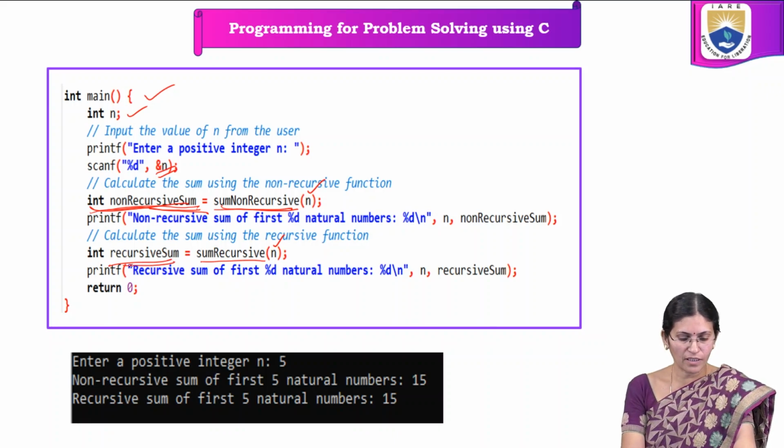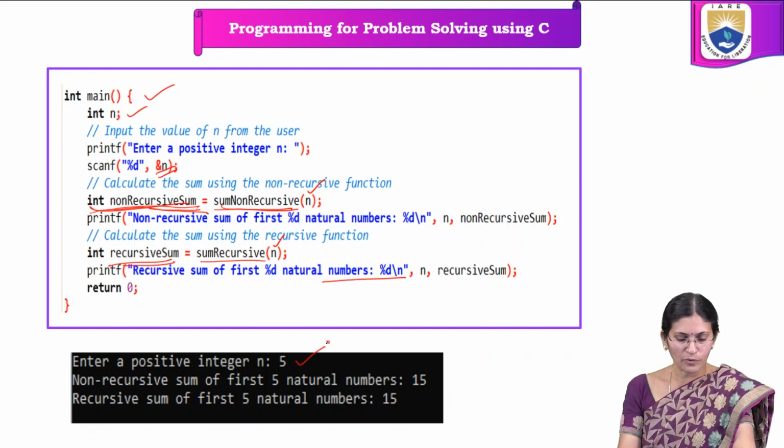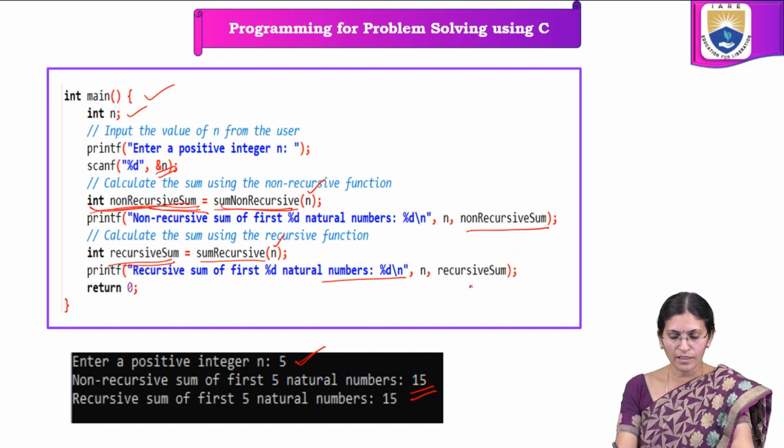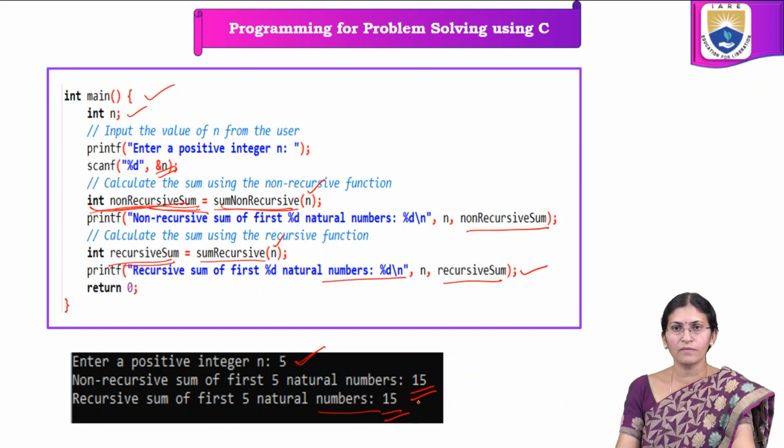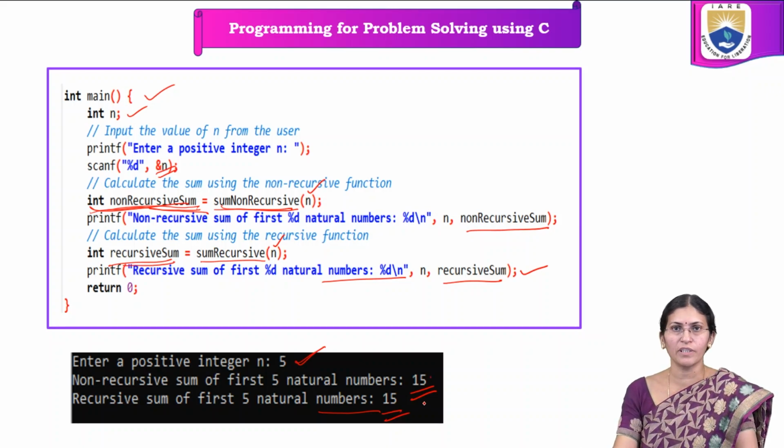allocated to the variable recursive sum. When we execute this program, it will prompt the user to enter a positive integer n. Suppose we enter the value 5. First the non-recursive function will be called and the answer will be printed. Then in the second case, in this statement, the recursive function is called and the value is printed. In both cases, we get the same answer, that is 15.